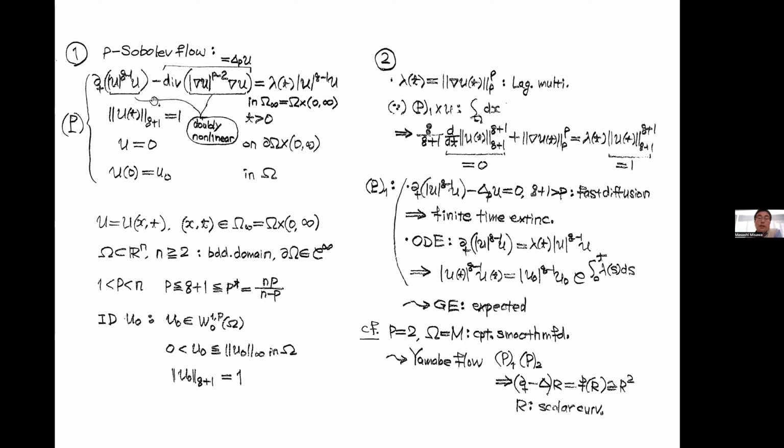Before going to the main theorem, in this talk, I would like to explain some properties of the P-Sobolev flow. The first one is about the real valued function lambda in the right-hand side of our equation. Lambda is actually computed as the p power integral of the spatial gradient of u for each time t.